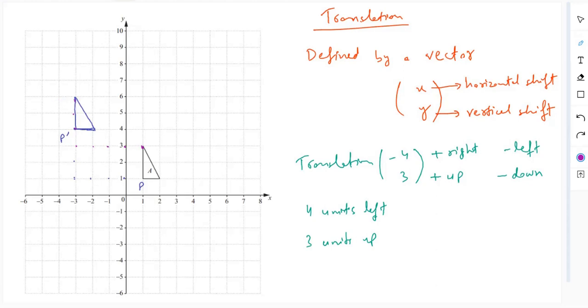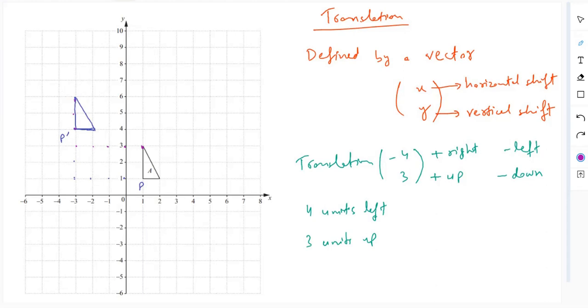इसको हम image भी कहते हैं, image of the original figure. कोई भी आप translation करते हो, कोई भी transformation करते हो, no matter which transformation it is, जो उसका result होता है, इसको हम उस original object का image भी कहते हैं. Right? This is the image of the original object. So this is what your translation would be.